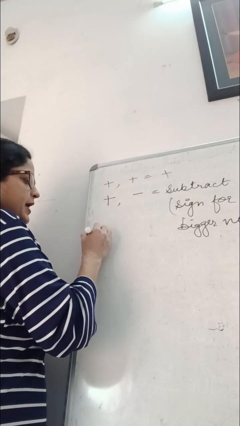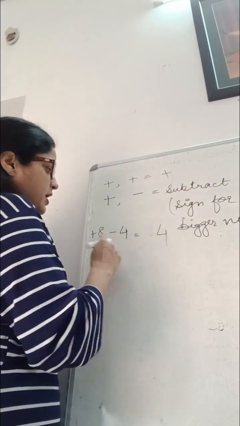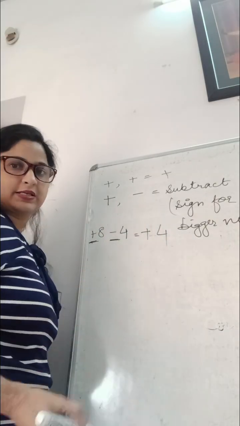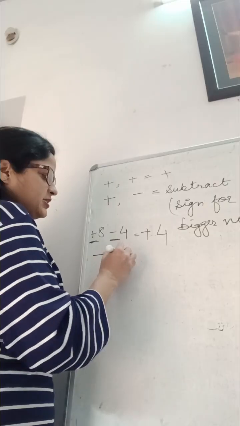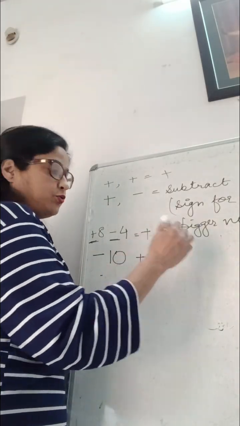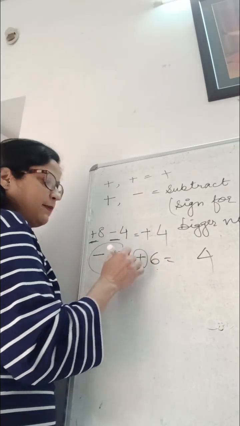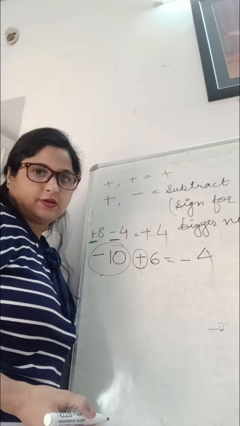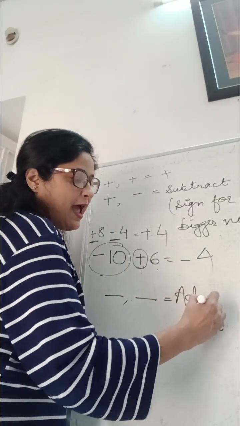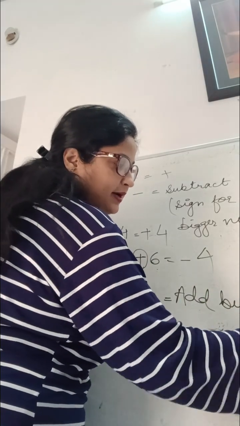For example, 8 minus 4. What will be the answer? I will subtract, 4 came, and the sign of the bigger number is used; here +8 is bigger, so the plus sign comes. Okay, -10 + 6, again minus and plus, I will subtract, 4 again, but whose sign is bigger? 6 has plus, 10 has minus, so this will be -4. And when minus and minus are there, you will always add, but you will put a negative sign.